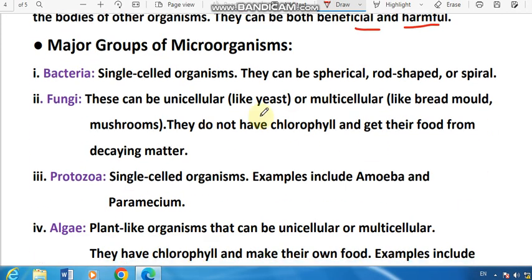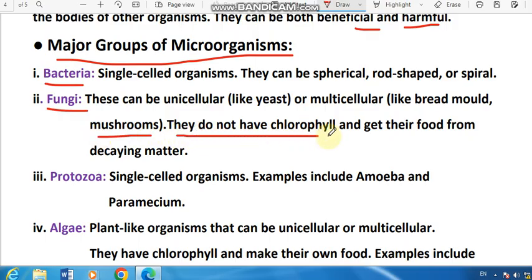Major groups of microorganisms. First, bacteria. Single-celled organisms. They can be spherical, rod-shaped, or spiral. Second, fungi. These can be unicellular, like yeast, or multicellular, like bread mold and mushrooms. They do not have chlorophyll and get their food from decaying matter.